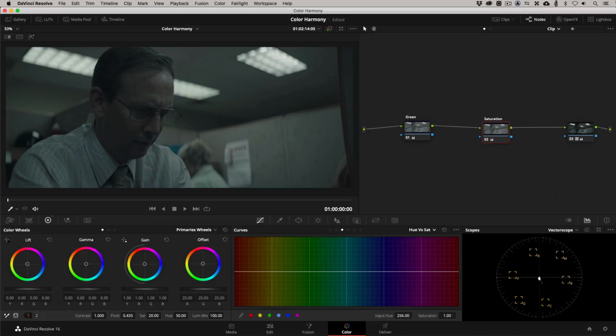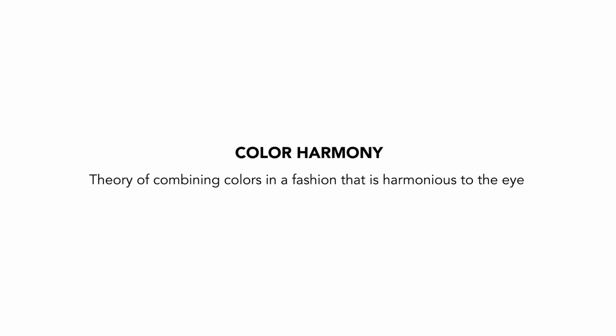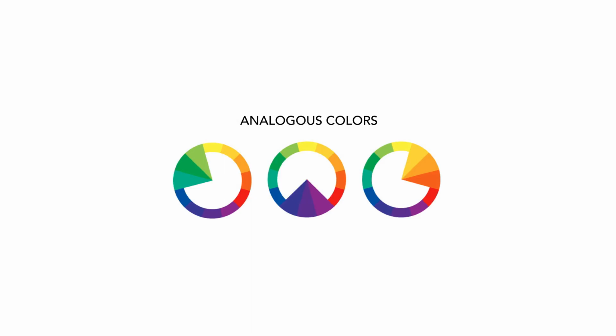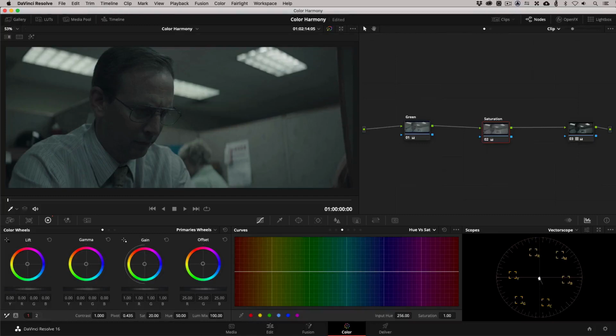It's not always easy to understand what to do to enhance an image, but learning a few things about color harmony certainly helps. In color theory, color harmony refers to certain pleasing color combinations. For example, complementary colors, which means colors that are opposite to each other on the color wheel, or analogous colors, which are next to each other on the color wheel. By tweaking the colors in your image into harmony, it helps to create an image that is pleasing to the eye.